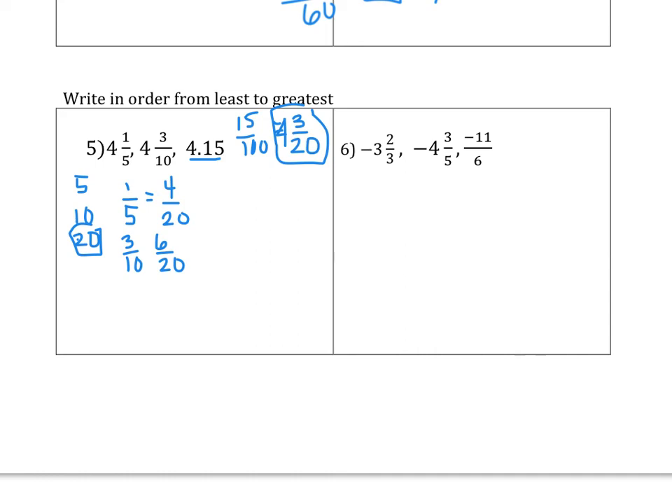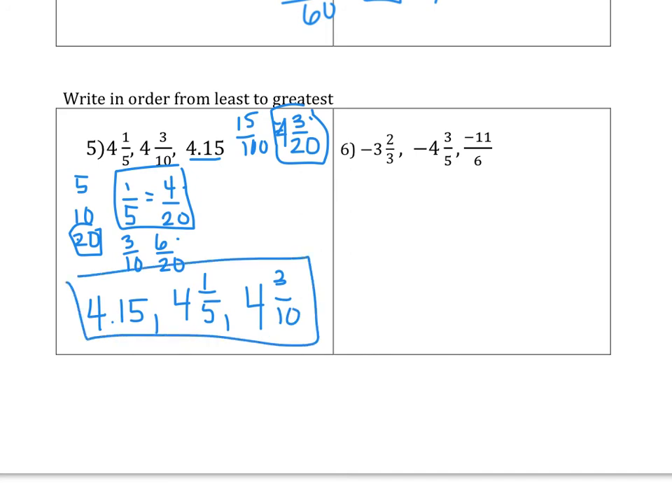So now I want to order these from lowest to greatest. So I have a 4, I have a 6, and I have a 3. So the 4.15, and I have to turn it back into the original form. So 4.15 is the lowest. The second lowest is going to be this one, and that was 4 1/5. Which means 4 3/10 is the greatest.